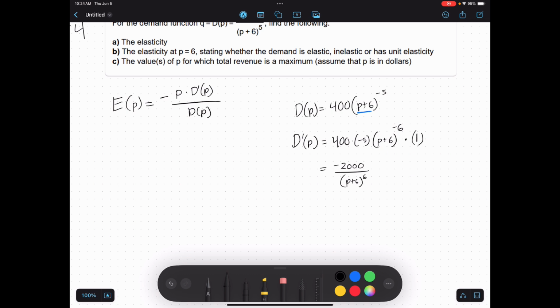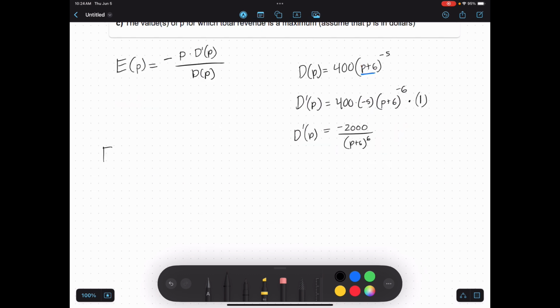And there's my derivative. So now that I know my derivative, I can put this all together in my elasticity equation by saying negative p times my derivative, which is negative 2,000 over p plus 6 raised to the 6th power, over my original demand equation, which was 400 over p plus 6 raised to the 5th power.